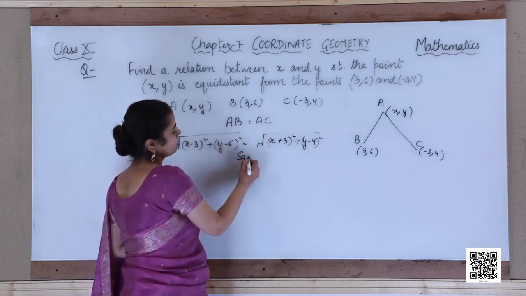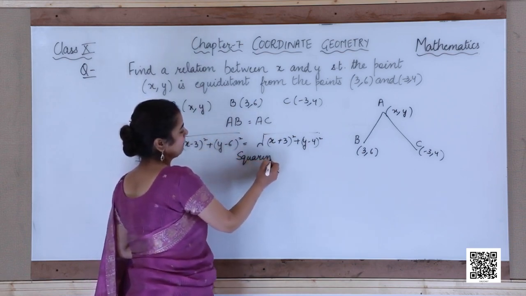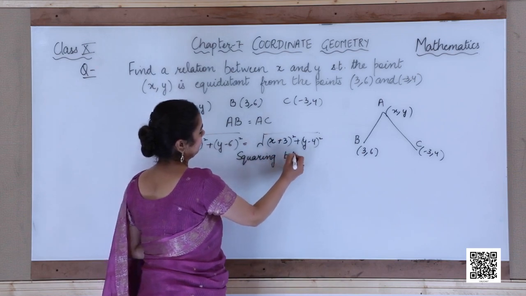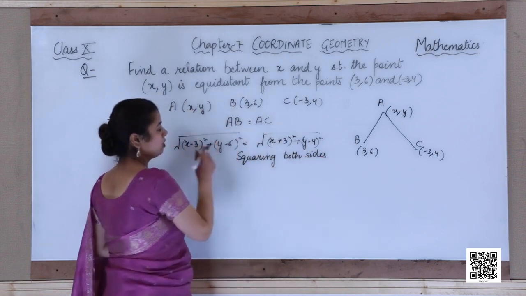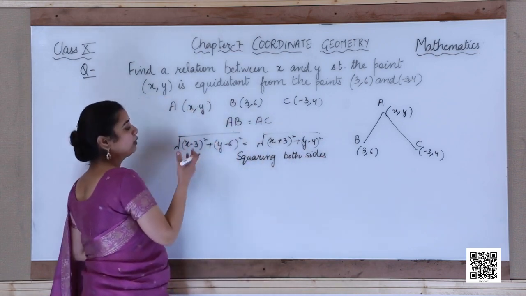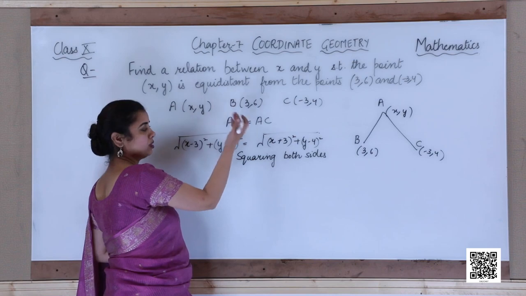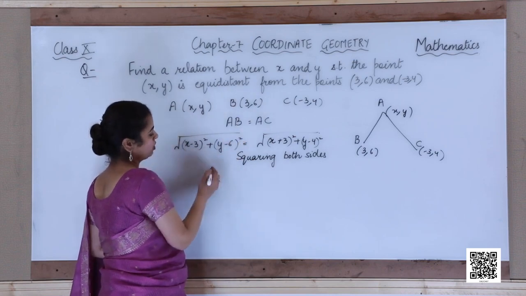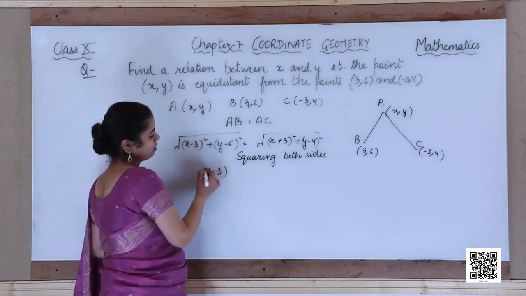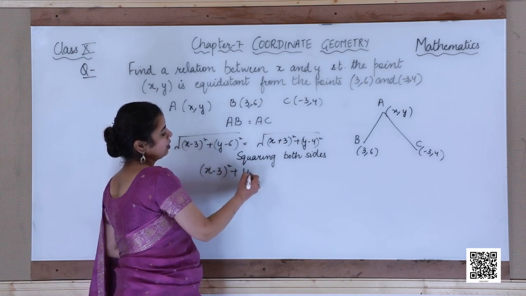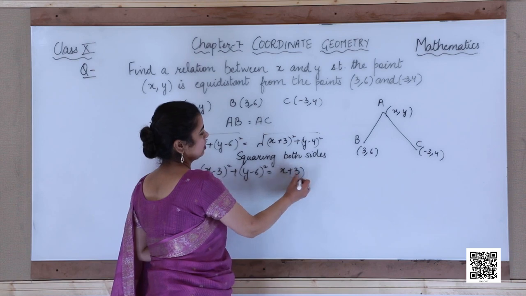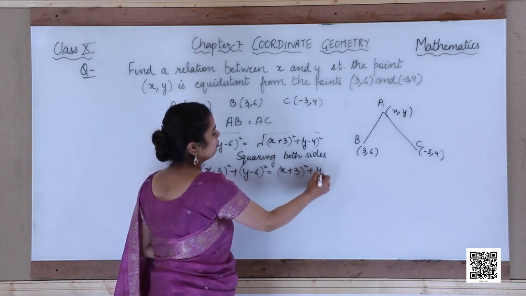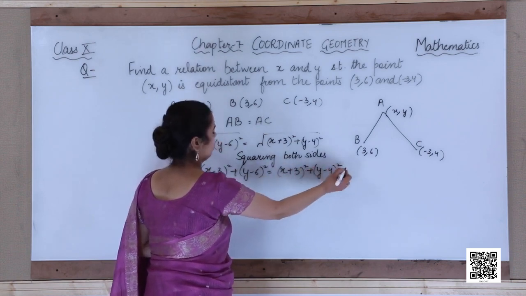So squaring both sides, the square root will go away. Square root and square cancel with each other, or we can say just square root when squared gives this expression simply. So (x - 3)² + (y - 6)² is equal to (x + 3)² + (y - 4)².